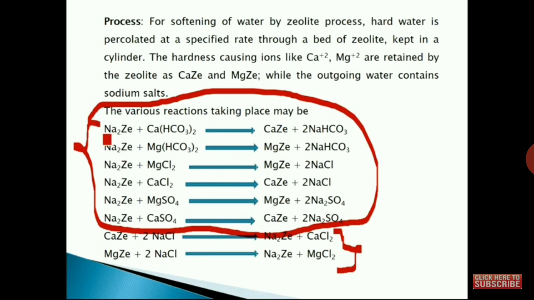You can see this is the sodium zeolite. This is reacting with the calcium bicarbonate, producing what? Calcium zeolite. This is your exhausted zeolite. Exhausted zeolite means it will not have the sodium ion, it will have the calcium or the magnesium ion. Similarly, when magnesium bicarbonate reacts, it will produce the magnesium zeolite. Similarly, you can see in all the reactions what is happening here. Your zeolite is trapping the hardness-causing ions and releasing your sodium ions. That's why the treated water has excess sodium salts in it. So this is how the reaction goes.